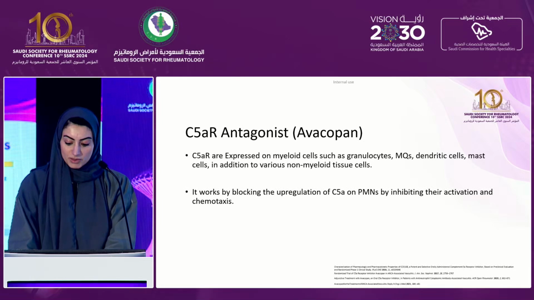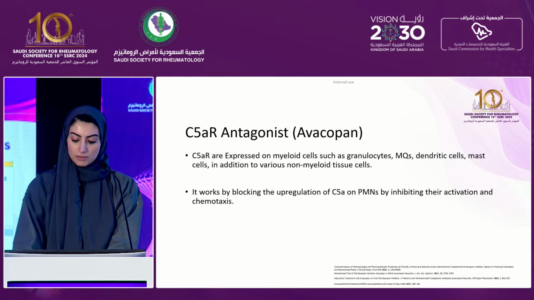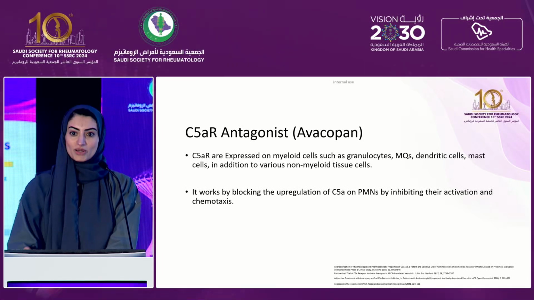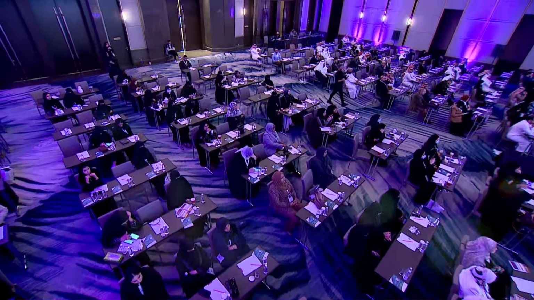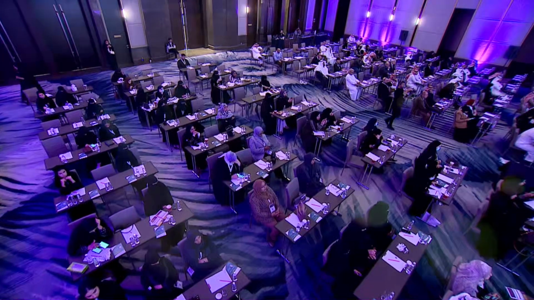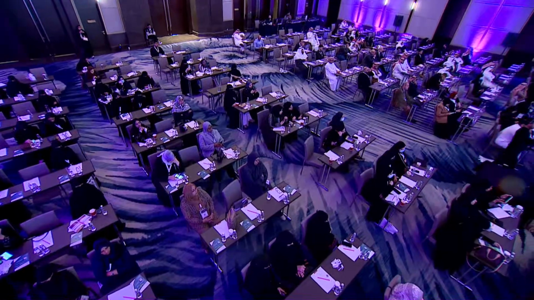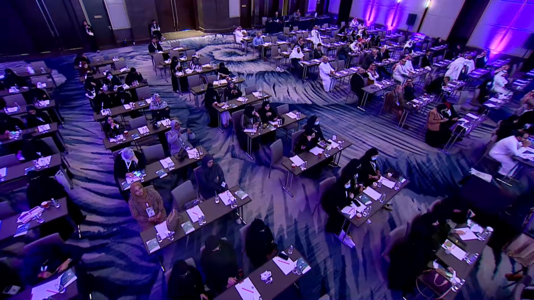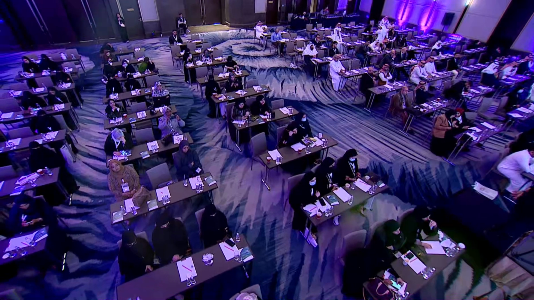Another currently approved medication is avacopan. Avacopan is a complement 5A receptor antagonist, and Prof. Alberci also talked about it comprehensively, so I'm not going to talk a lot. C5a receptors are expressed on myeloid cells such as granulocytes, macrophages, dendritic cells, and mast cells, in addition to various non-myeloid cells. And if it is activated, inflammation and degranulation of those cells can cause a cascade of inflammatory reaction, leading to vascular permeability and tissue damage.